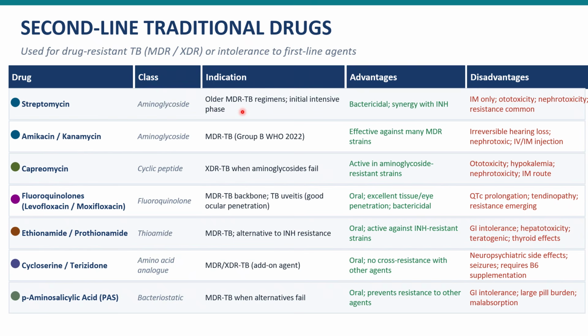MDR is resistance to isoniazid and rifampicin, and XDR stands for resistance to bedaquiline and linezolid. I will explain it later on. So there are different types of drug resistance that have been defined by the WHO.